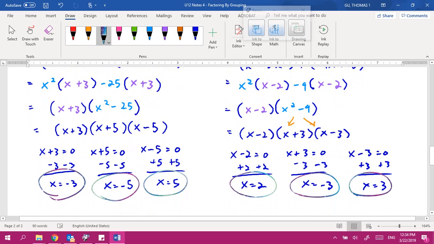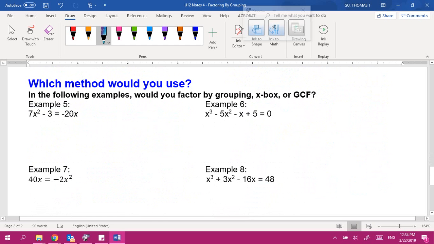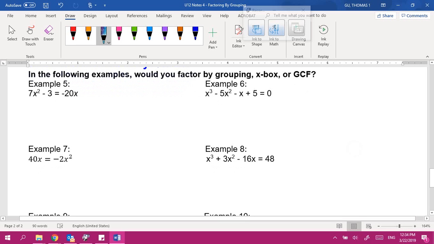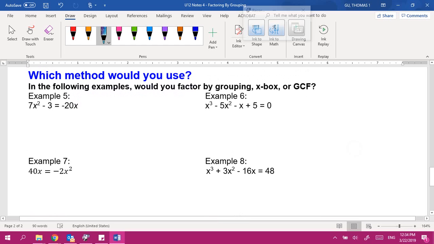So our last thing then is we've got a bunch of different ways of factoring, right? So I would separate my factoring into 3 different types. There is grouping, which we just did. Xbox, right? And then GCF, where you don't even have to use the Xbox. So in these next 6 examples, all I want you to do here is decide and write which method you think is the best for each problem. Grouping, Xbox, or GCF. So take a moment and write what you think would be the best for each example.